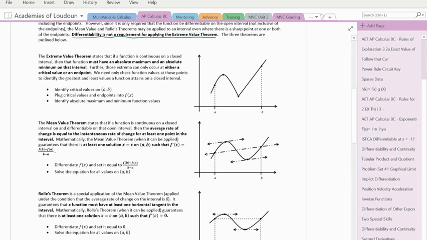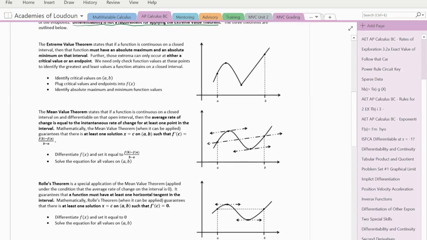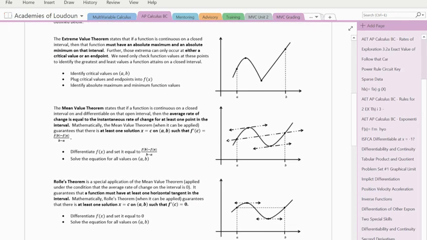Okay, so the three theorems are outlined here. The extreme value theorem states that if a function is continuous on the closed interval, then that function must have an absolute maximum and an absolute minimum on that interval. Further, those extrema can only occur at either a critical value or an endpoint.